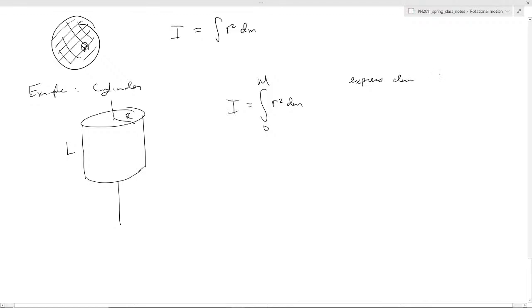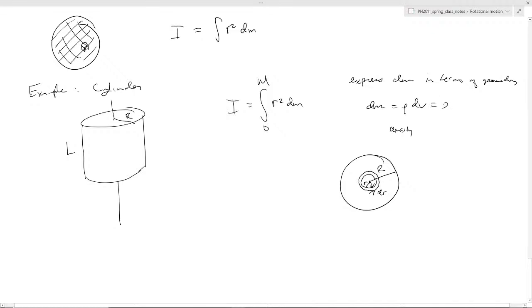The thing that we normally do is express dm in terms of the geometry. So dm is going to equal rho, where rho is the density, times dV, a differential volume. Let me draw you a picture. Notice this thing has cylindrical symmetry. A differential volume you can think of as a little shell of volume. Let me try and draw this carefully. The width of this would be dr.